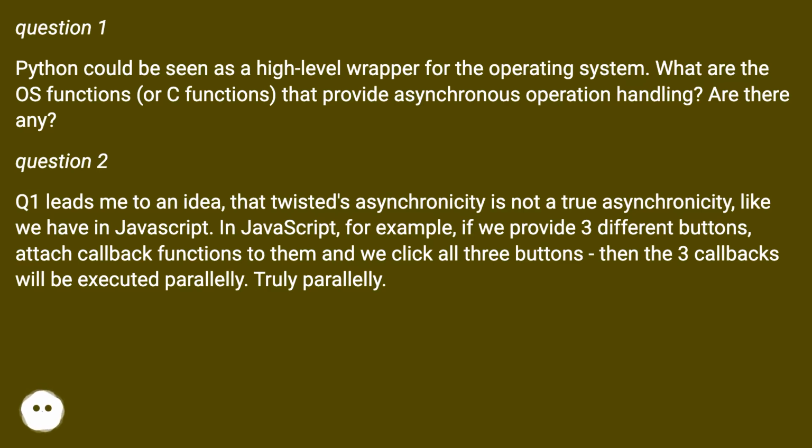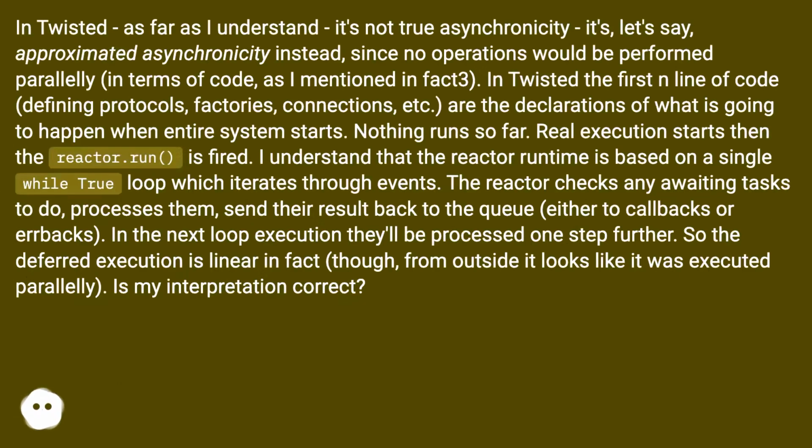In JavaScript, for example, if we provide 3 different buttons, attach callback functions to them, and we click all 3 buttons, then the 3 callbacks will be executed parallelly. Truly parallelly. In Twisted, as far as I understand, it's not true asynchronicity, it's, let's say, approximated asynchronicity instead, since no operations would be performed parallelly, in terms of code, as I mentioned in Fact 3.